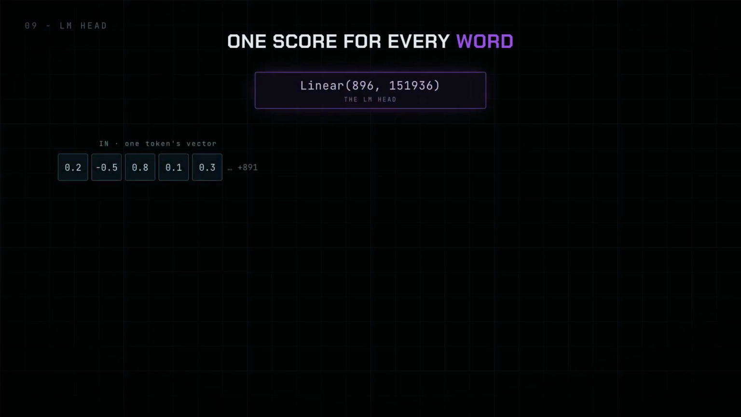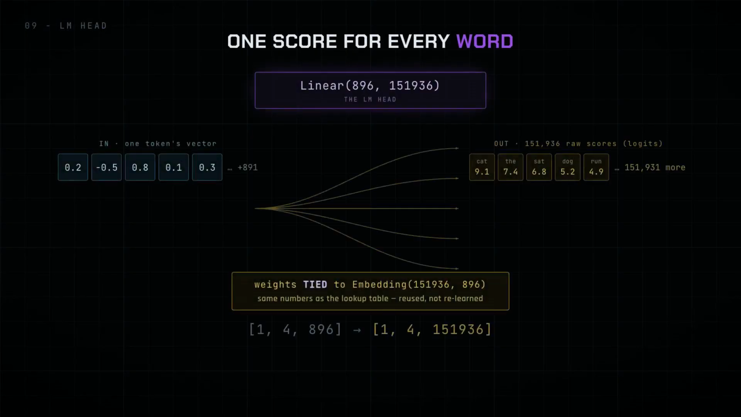Stage 9, the LM head. A single layer that turns each token's 896 number vector into a score for every word in the vocabulary. 896 numbers in, 151,936 out. One score per possible next token.